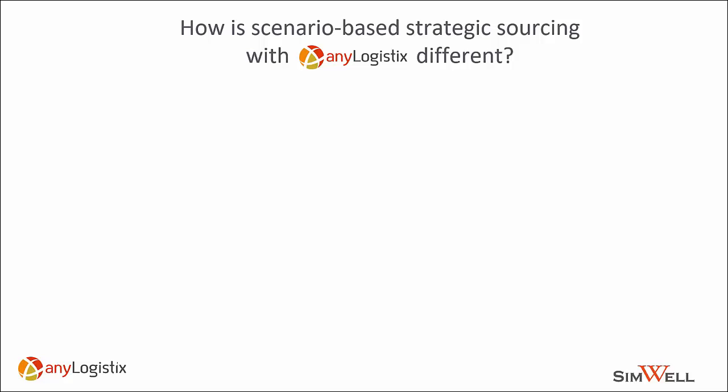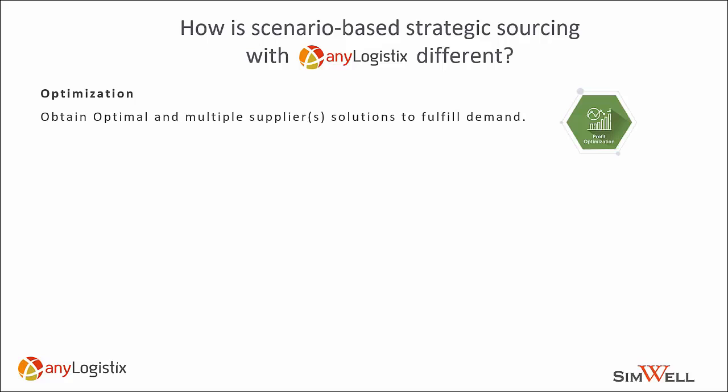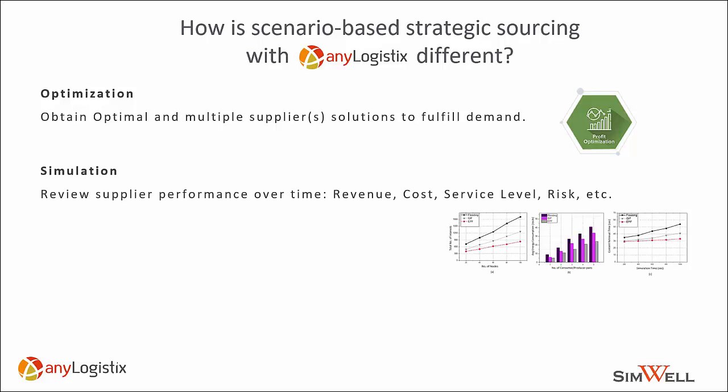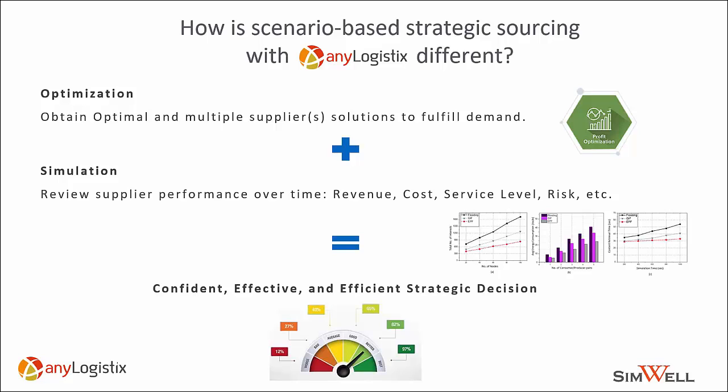How is scenario-based strategic sourcing with AnyLogistics different? ALX works with 4 components, of which we are going to use only 2 today, starting with optimization, which has the ability to obtain the most profitable supplier while fulfilling demand. Next, we have simulation, with the ability to understand supplier performance over time, be it revenue, cost, service level, risk, etc. This equation of sourcing leads into 3 results: confident, effective, and efficient decisions based on what your current performance is.